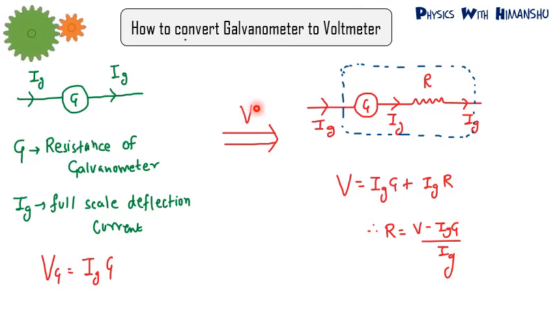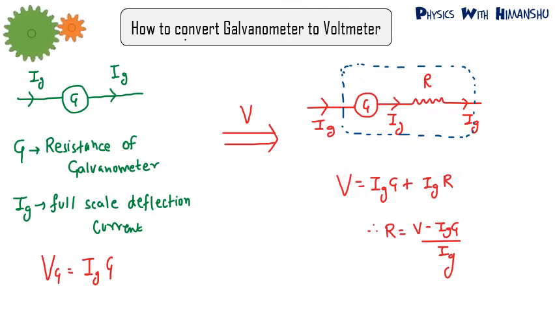So what I'll do is connect a very high resistance R in series with this galvanometer. The maximum current that can pass through the galvanometer will be Ig, and the current in R will also be Ig. Now this full circuit is called a voltmeter, and what will be the potential difference across this? Across the galvanometer it will be Ig into G, across this R it will be Ig into R. So the value of R will be (V minus Ig into G) upon Ig. This is how we have converted a galvanometer to a voltmeter, and it can measure potential difference up to V. This is the maximum potential difference that can be measured with the help of this voltmeter.